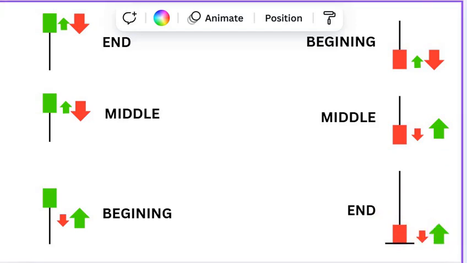You understand? Now, there are other parts to this, because there may be some other form of market pressure that may come into the market at the end of the trend that may lead to a breakout.